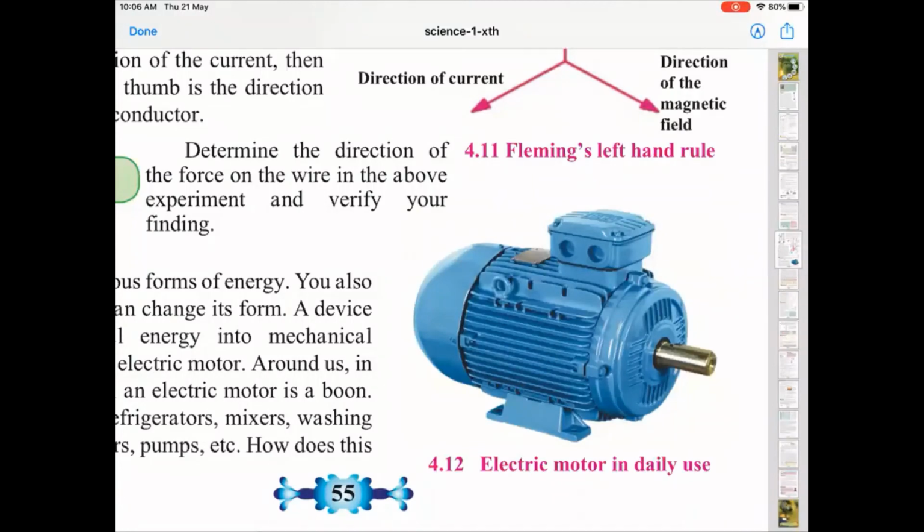We have used this force to create a device which is called electric motor. In electric motor, the principle is that electrical energy is converted into mechanical energy. You are supplying electricity to the device, and what is the result? The device is providing mechanical energy. How? The coil is rotating.